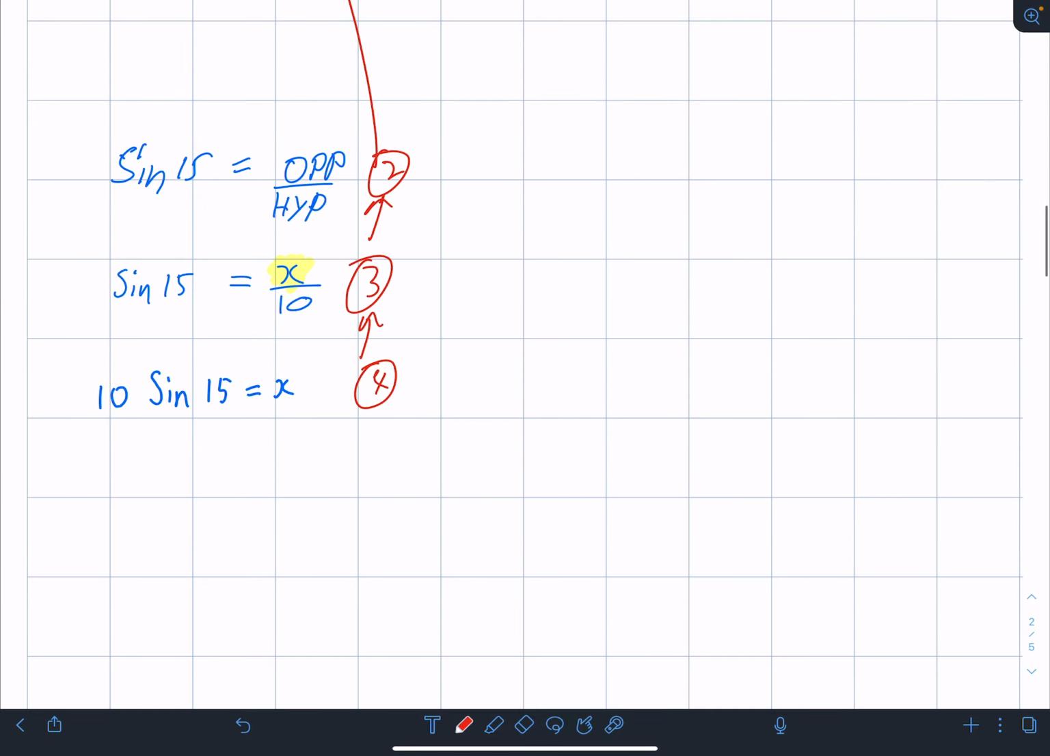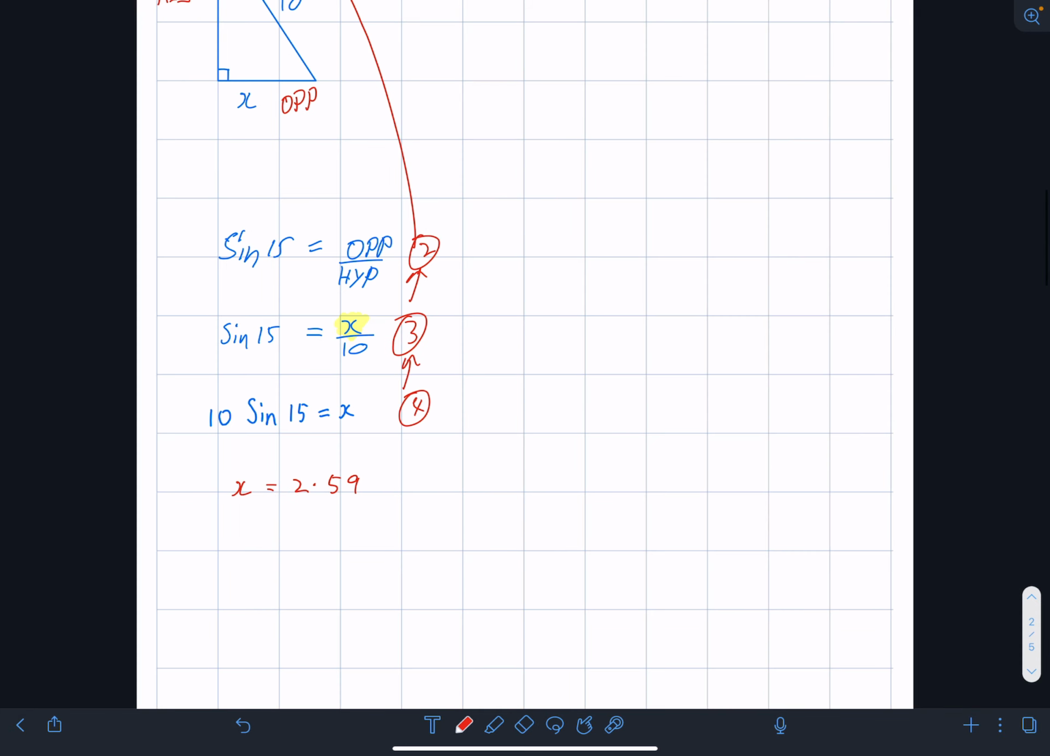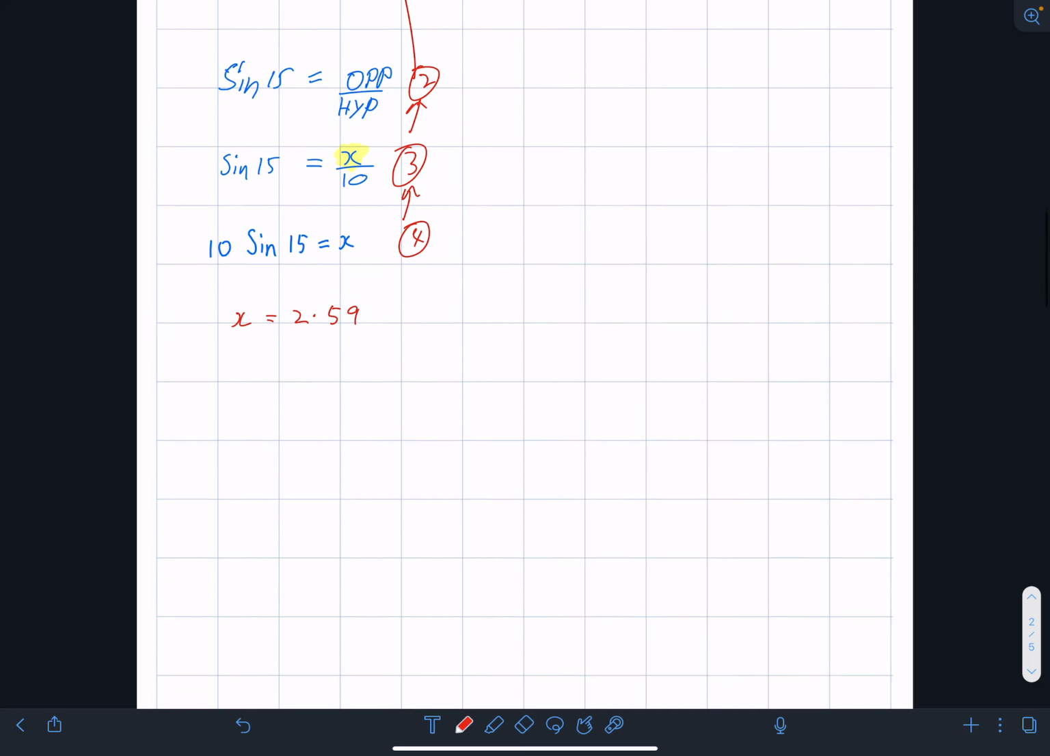If we put this into the calculator, 10 sine 15, the answer will become 2.59, and so that there's no units on that. We don't know if it's centimetres, metres, or another unit.